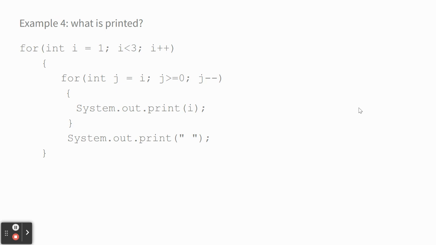Anyone want to say what's going to be printed? Quincy. Yes. Is it 1 1 space 2 2 2 space? That's what I think.